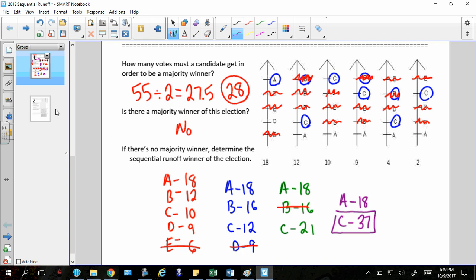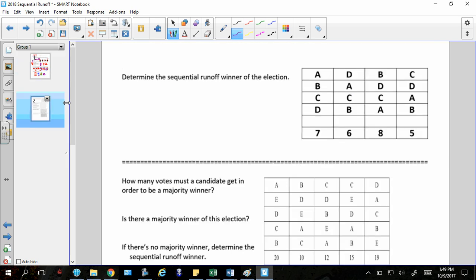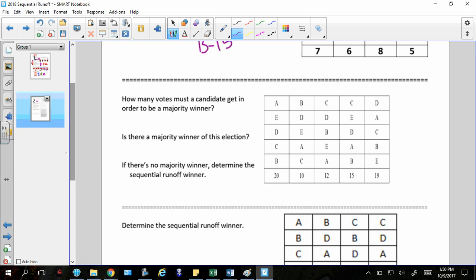All right, the next one, I'm going to go ahead and give you the answer. So feel free to work the problem out. B ends up winning with 15. Now this next one here, I want to go over this. All right, again, how many votes must candidate get? The answer is 39. I'll let you figure that out on your own. The answer to this one is no.